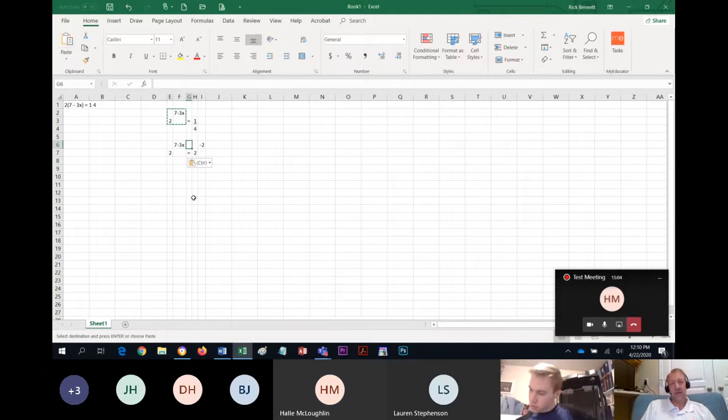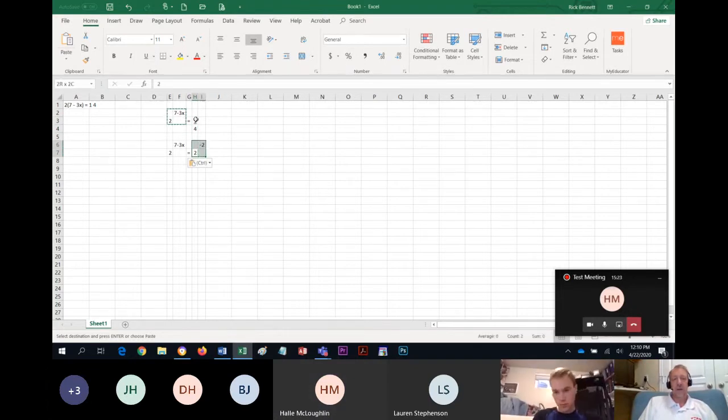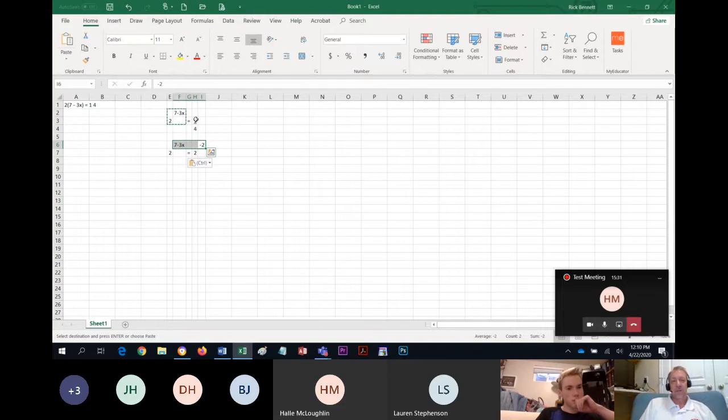Now, your first inclination may be to go to logs, and that will be true a lot of the time, but it's better if you can get the same base. So one way to write 1/4 is 1 over 2 squared, or as Bailey said, you could write that as 2 to the -2. Now I've got the same base on both sides, and now I just set the exponents equal to each other.